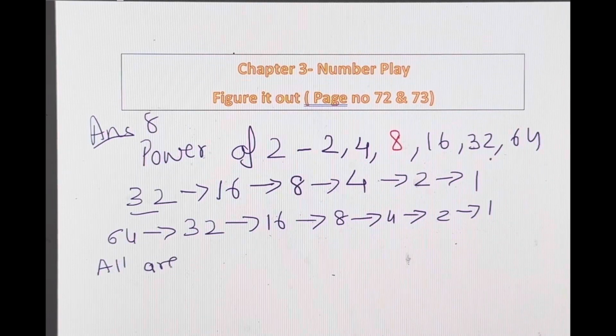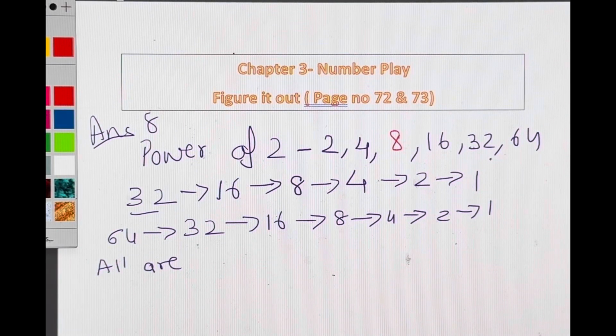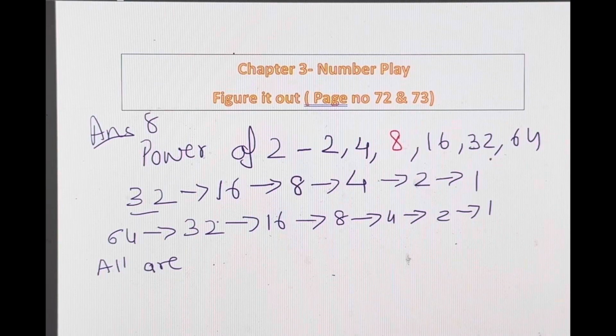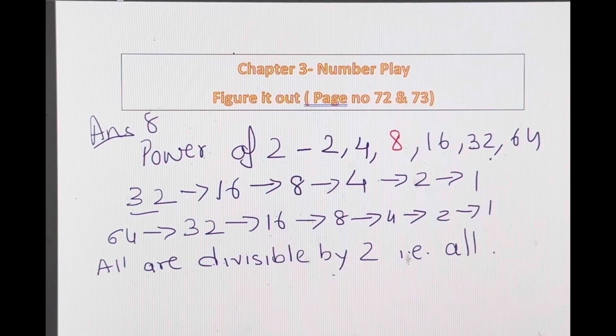So you'll write: all are multiples of 2, or you can even say all are divisible by 2. You can write it in any form. That is, they are all even numbers. So all are even numbers, so you can just keep on dividing by 2 and you will reach 1 eventually. So all are divisible by 2, that is, all are even numbers, which eventually leads to 1.